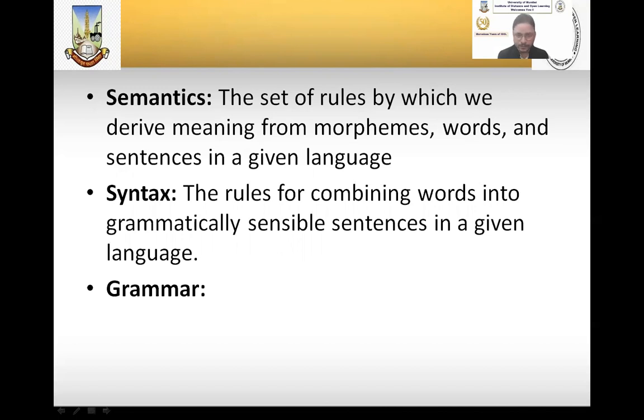What is syntax? The rules for combining words into grammatically sensible sentences in a given language, that is syntax.